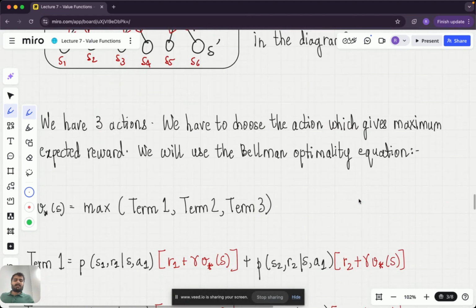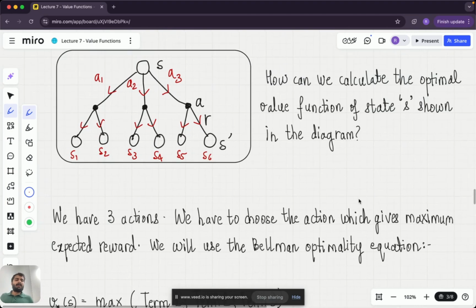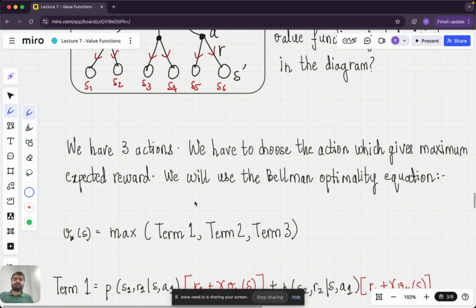Now, the question is, let's try to see how we can calculate the optimal value function of state S, which is shown in this diagram. We have three actions here. So we have to choose the action which gives the maximum expected reward. So this should be return, actually, maximum expected return.